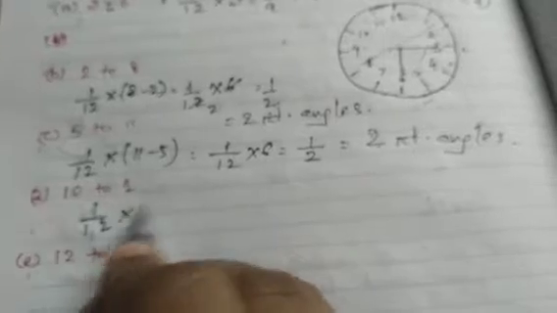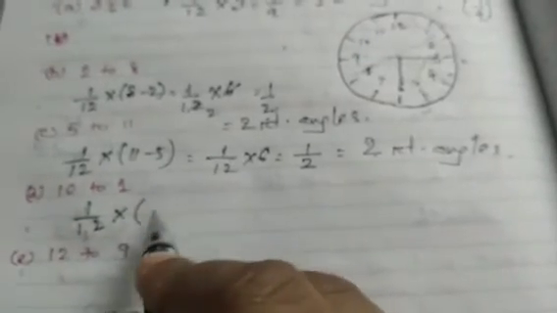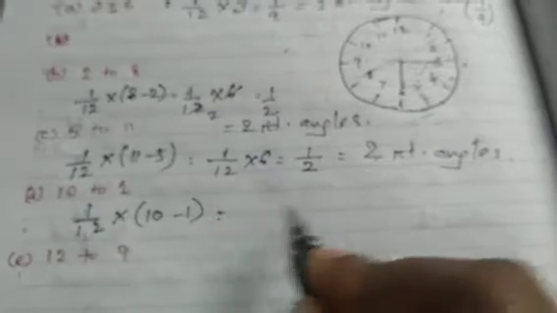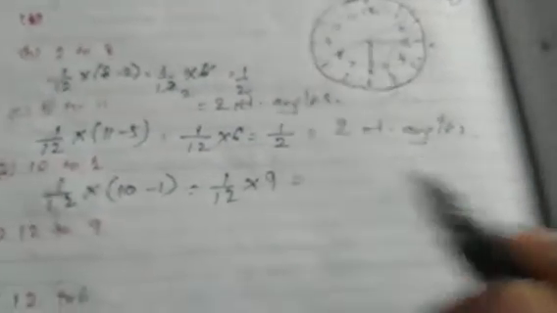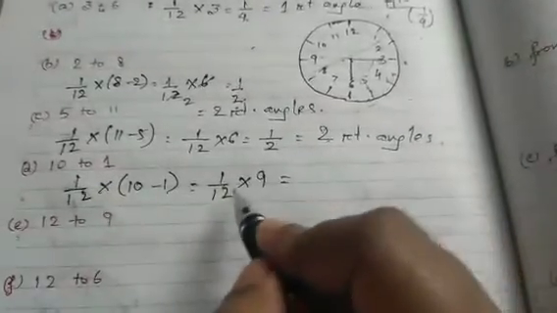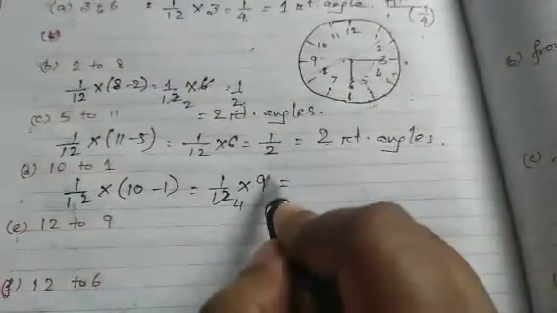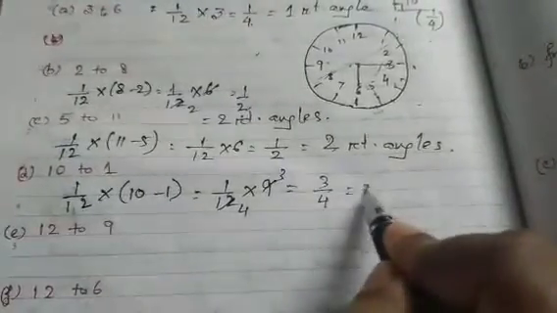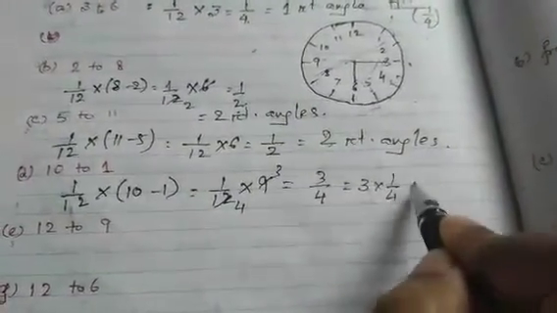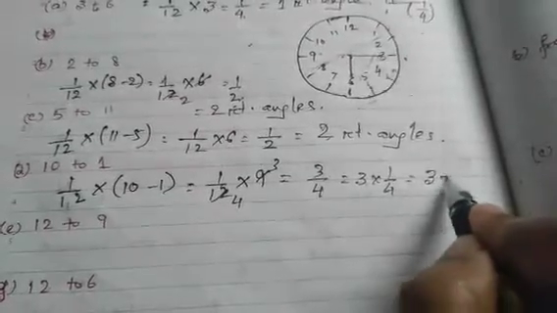10 to 1, it is again 1 by 12 into 10 minus 1. So that is equal to 1 by 12 into 9. So if you take it 1 by 12 into 9, 4, 3. So it is 3 by 4. That is equal to 3 into 1 by 4. That is equal to 3 right angles.